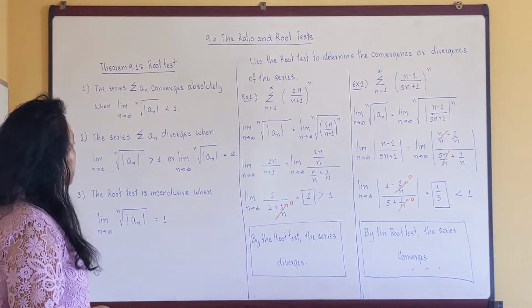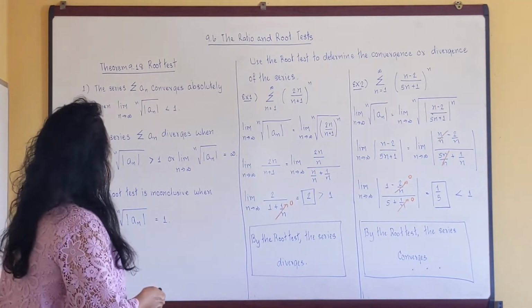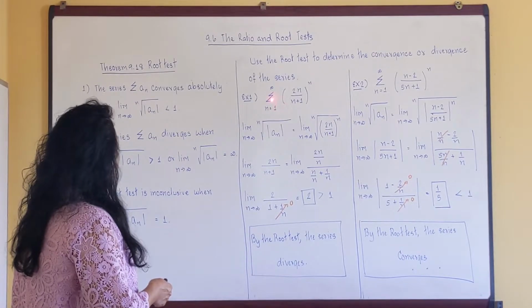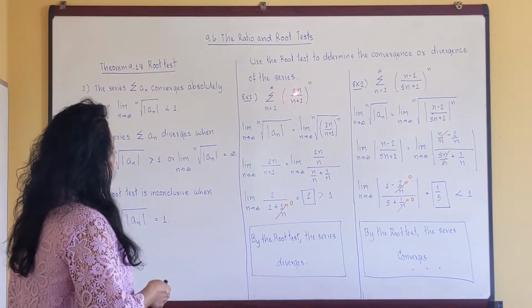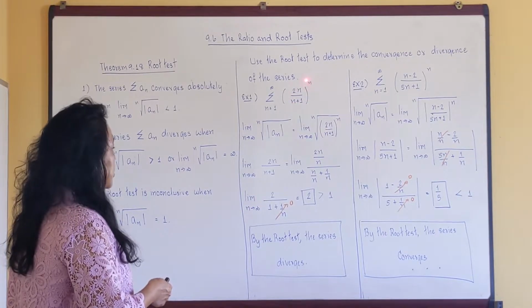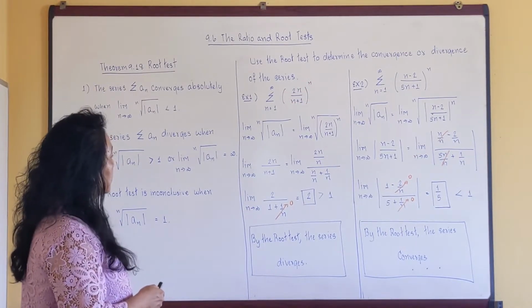Let's look at our example here. I have the sum from n equals 1 to infinity of the quantity 2 to the n plus 1, all to the n power, over n factorial.